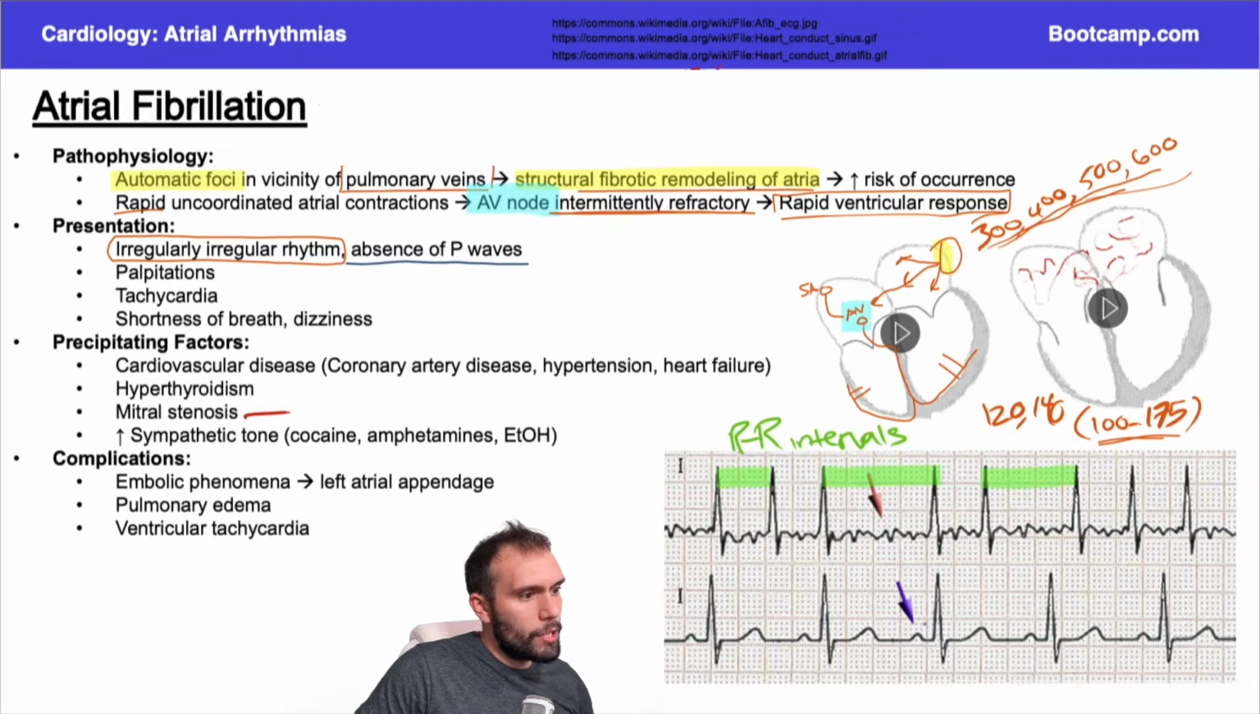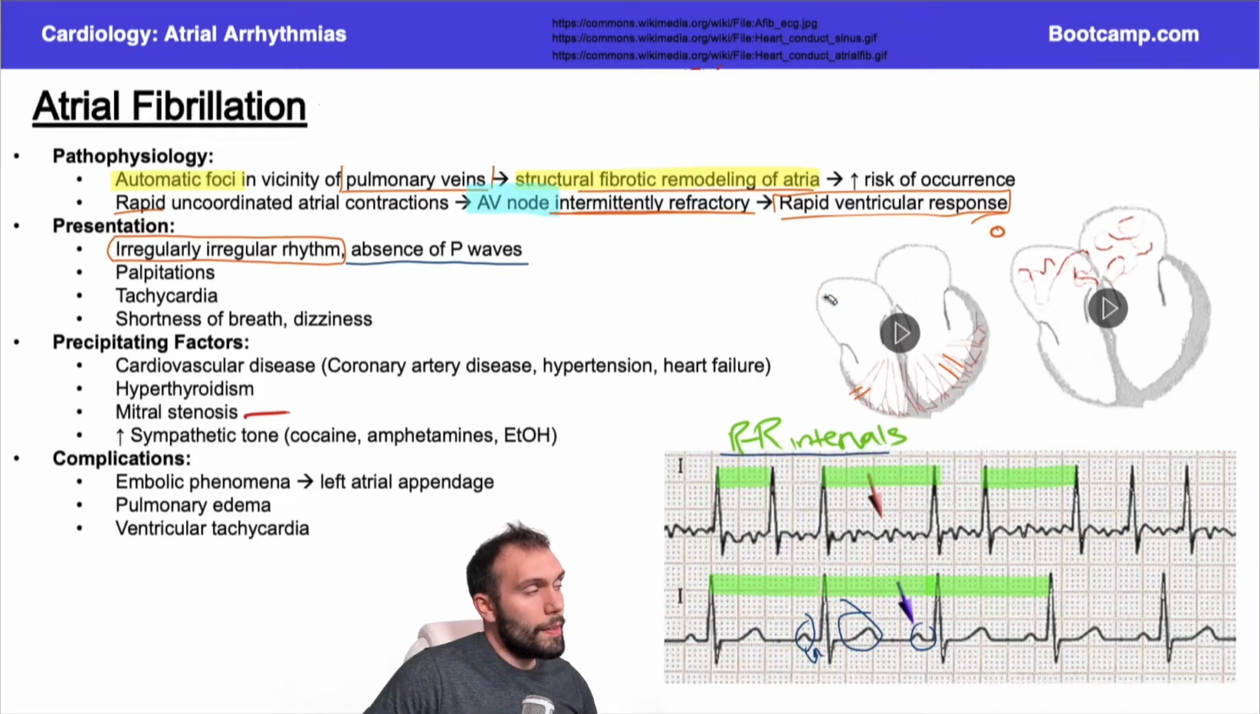Now in a normal EKG, what we would expect to find is a normal RR interval. Here we have about 4 boxes, 4 boxes, 4 boxes. And then we can also see that we have a very clear P wave that precedes our QRS complex. We have a T wave after for repolarization, and again, P wave, QRS complex, T wave. Here we really don't have that. We have an erratic baseline, no clear P waves, and irregular RR intervals.